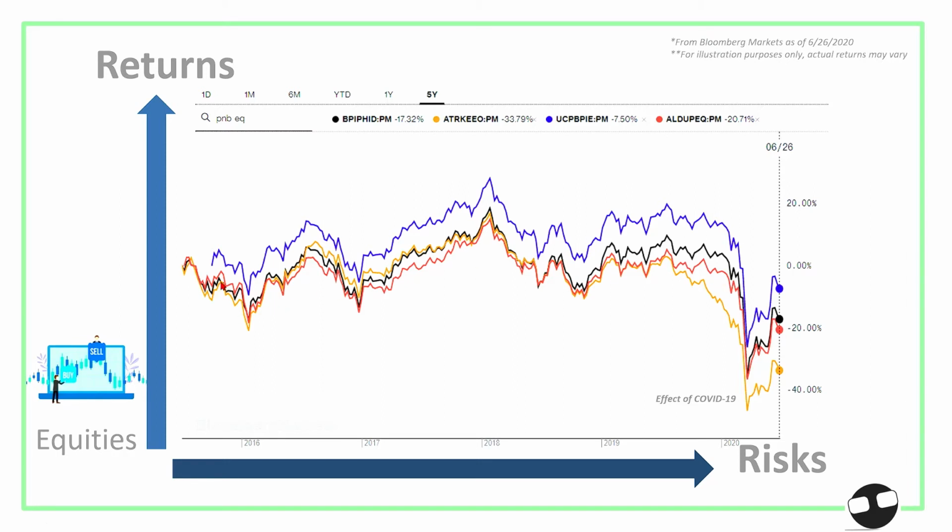So makikita mo dito ang volatilities is actually very obvious. We have here erratic movements, downtrend, uptrend, downtrend, uptrend, downtrend, and if you're going to look at this massive downtrend here because of COVID-19. And because of that risk, if you're going to look at their returns, now even for 5 years, they all have negative returns that's below zero.